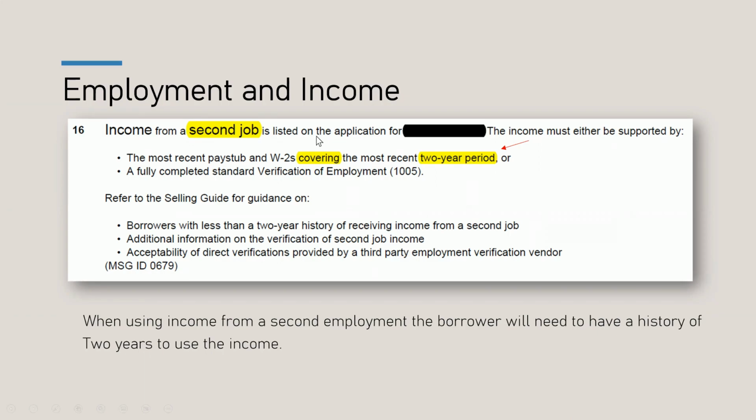And just keep in mind, you want to make sure that you're calculating it properly and making sure that it's consistent, that she or he has had a second employment. So we want to make sure that we have that 2-year history for that second job to be able to use it.